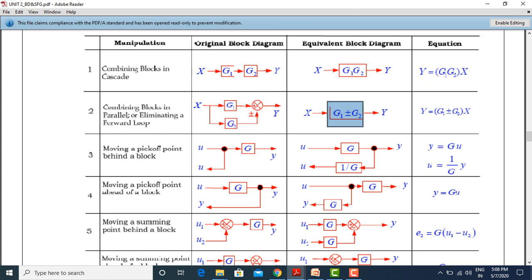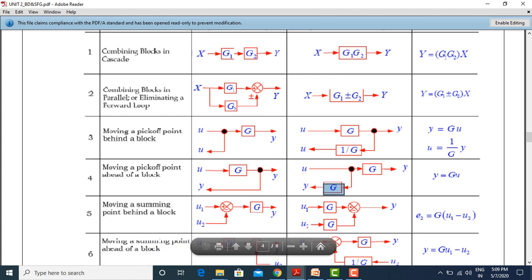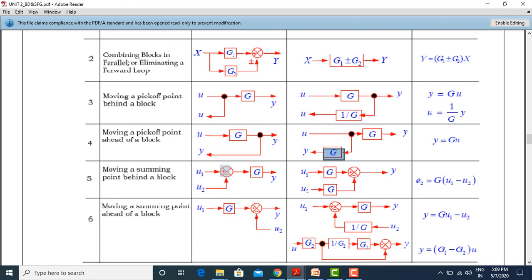Moving the pick-off point ahead of this block, behind this block, or to the right-hand side, so 1 by g will be added into the system. If moving this takeoff point before a block, g will be added into the system. If you want to move this summing point after a block, g will be added into the system. If moving this summing point before a block, 1 by g will be added into the system. Remember these 4-5 rules, very important.